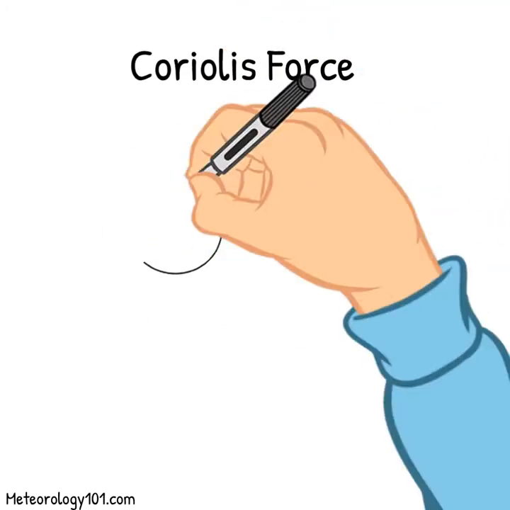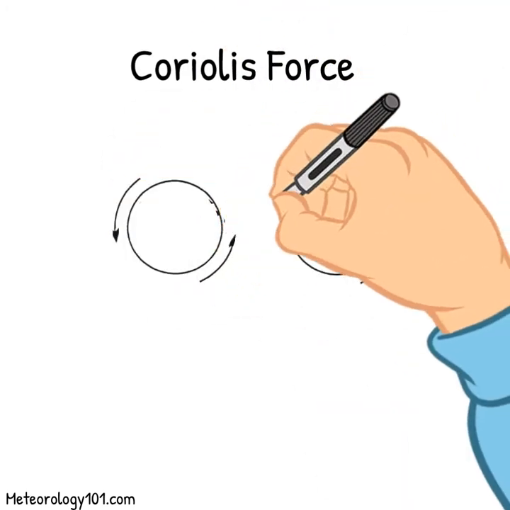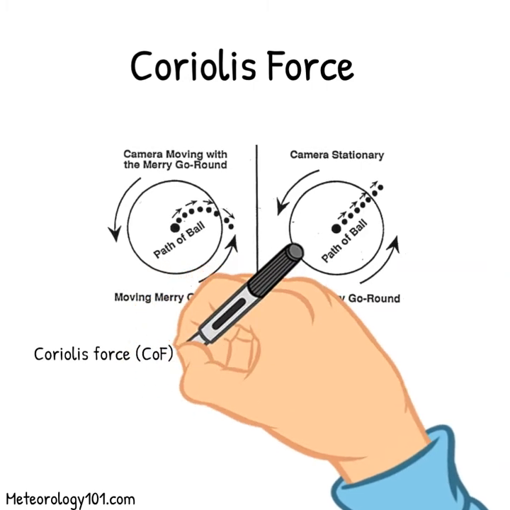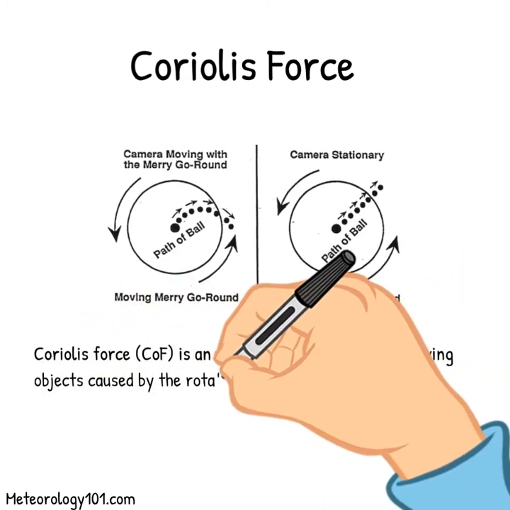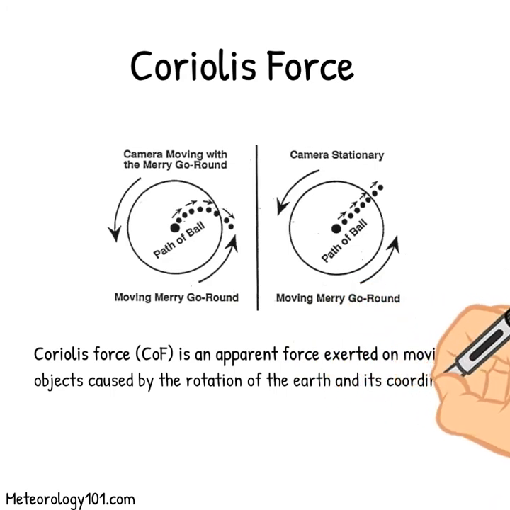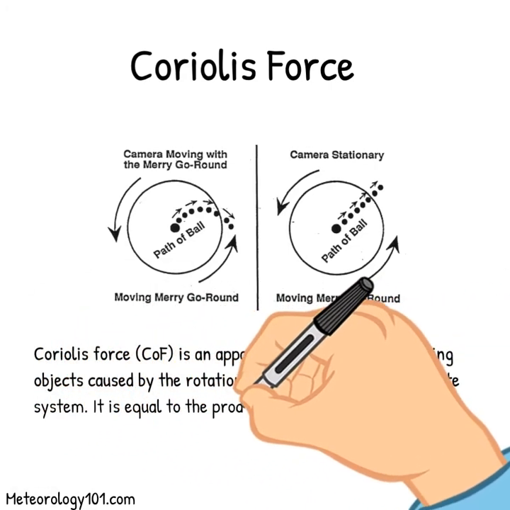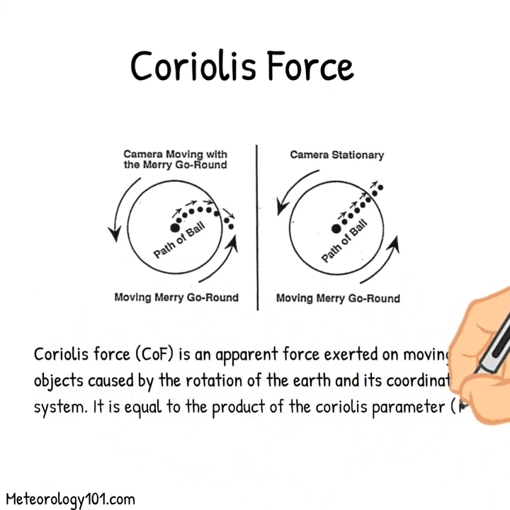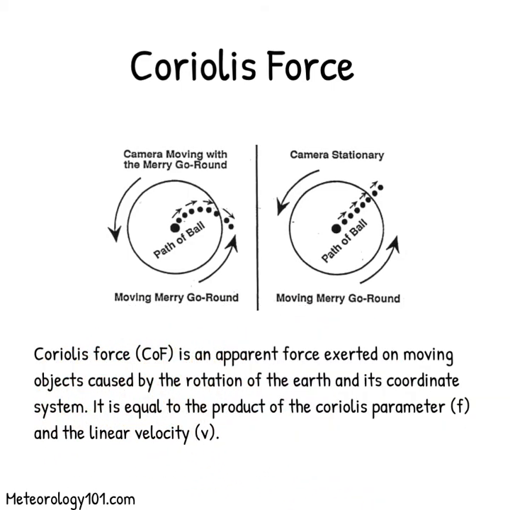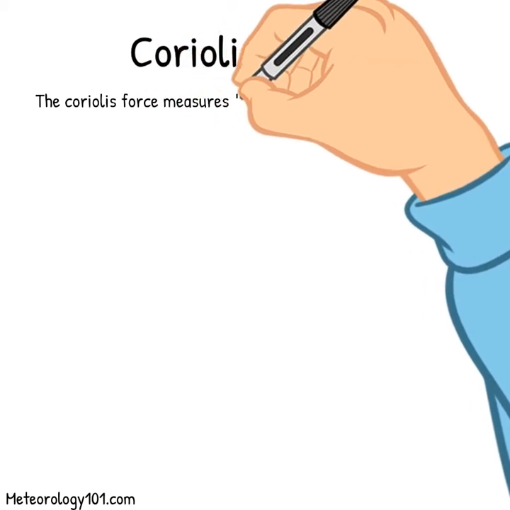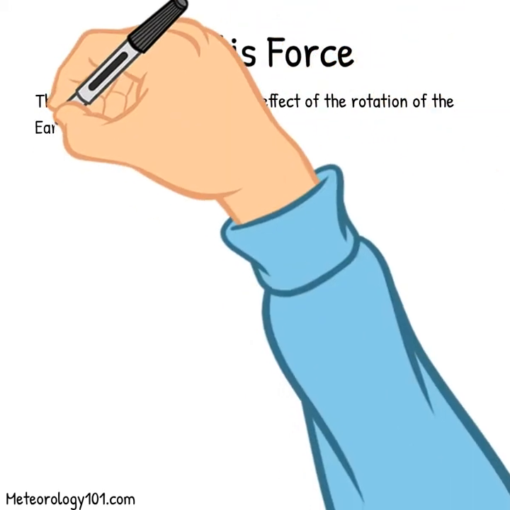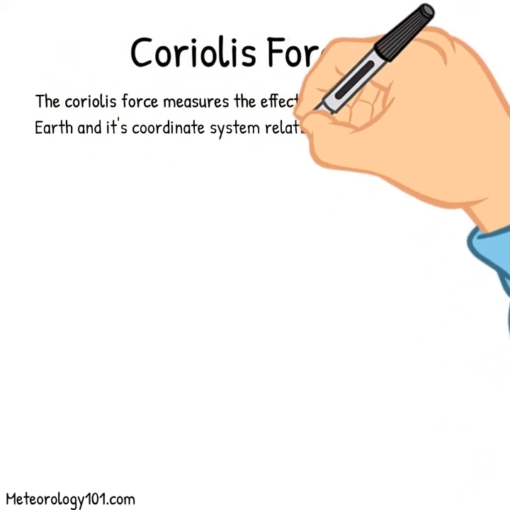Coriolis force. Coriolis force is an apparent force exerted on moving objects caused by the rotation of the Earth and its coordinate system. It is equal to the product of the Coriolis parameter and the linear velocity. The Coriolis force measures the effect of the rotation of the Earth and its coordinate system relative to a moving object in the atmosphere.